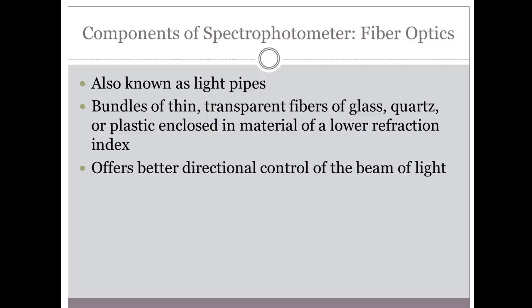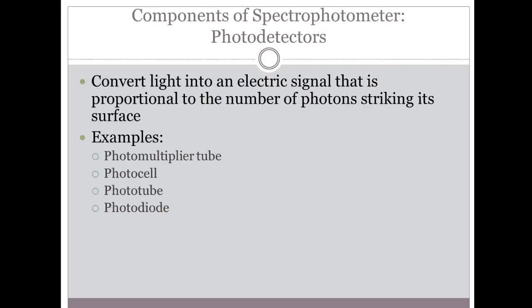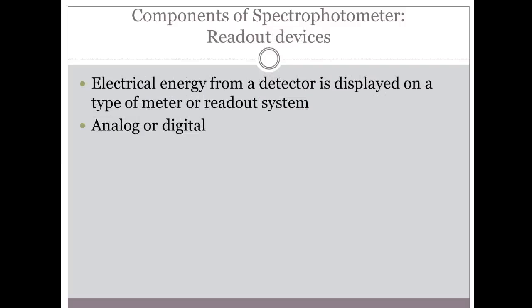We have fiber optics or light pipes sometimes to better control the beam of light. And in the end, we have that photodetector. It converts light into an electrical signal that is proportional to the number of photons striking its surface. It can be a photomultiplier tube, photocell, phototube, or photodiode. Notice they all say photo because of the photons bouncing against it.